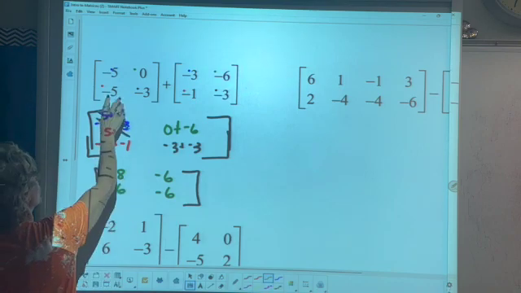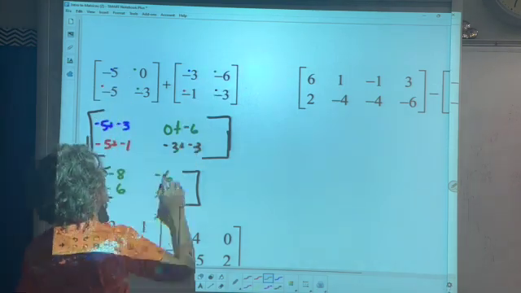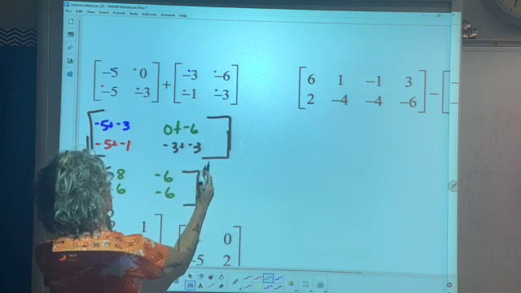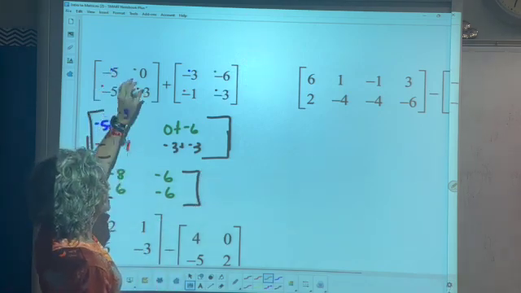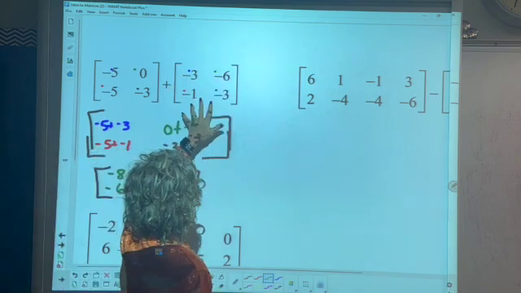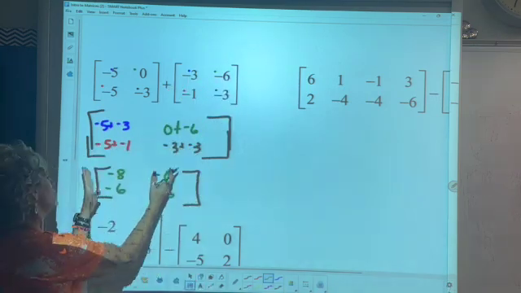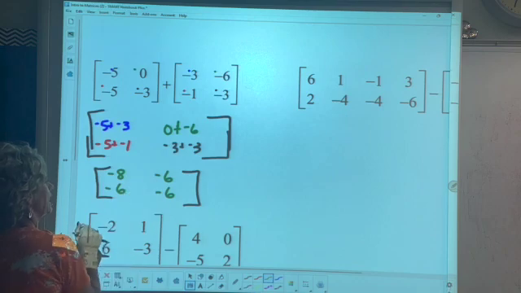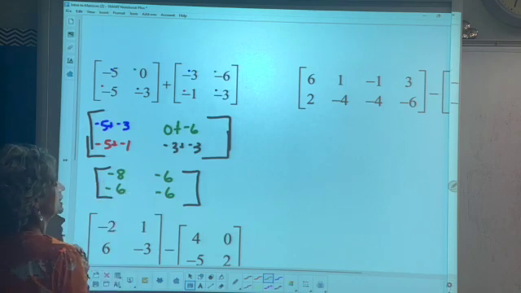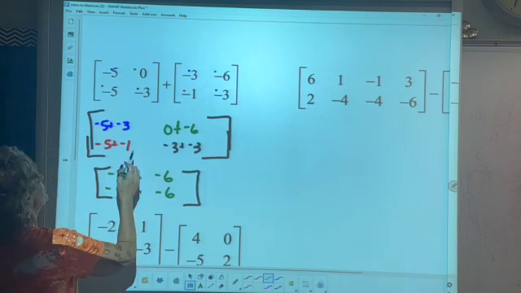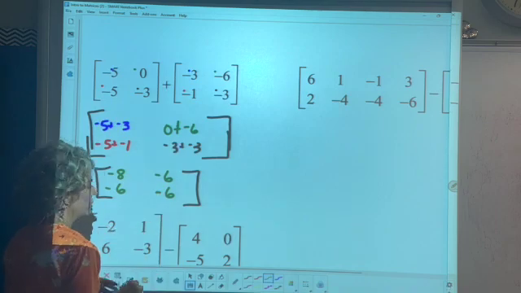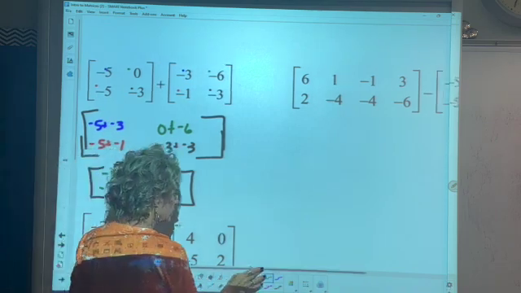So your answer, this matrix plus this matrix is this. So negative 5, 0, negative 5, 3 right here, plus negative 3, negative 6, negative 1, negative 3 will give us a result of negative 8, negative 6, negative 6, negative 6. I really don't like that because it looks like we could have added almost anything, but we didn't. Notice I color-coded those.